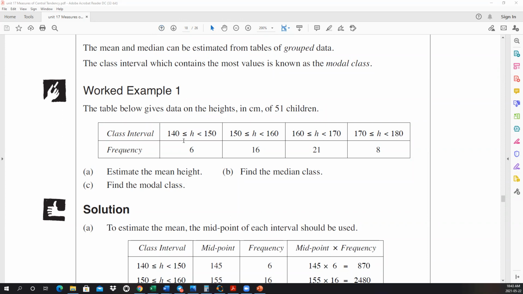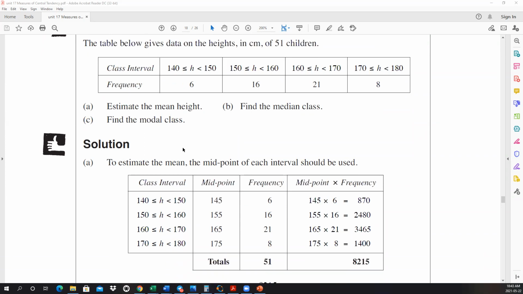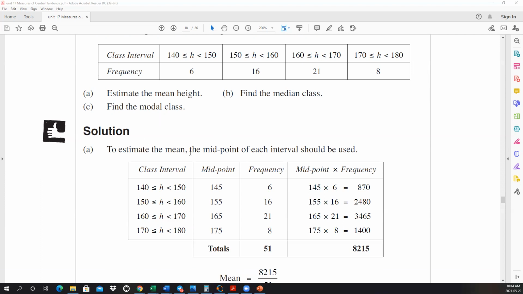Now the data is grouped. You have classes, a range 140 to 150, 150 to 160, 160 to 170, 170 to 180. So you have the height being in these different intervals, right? So let us see what they do in order to determine the mean, the median, and the mode. They said to estimate the mean, the midpoint of each interval should be used.